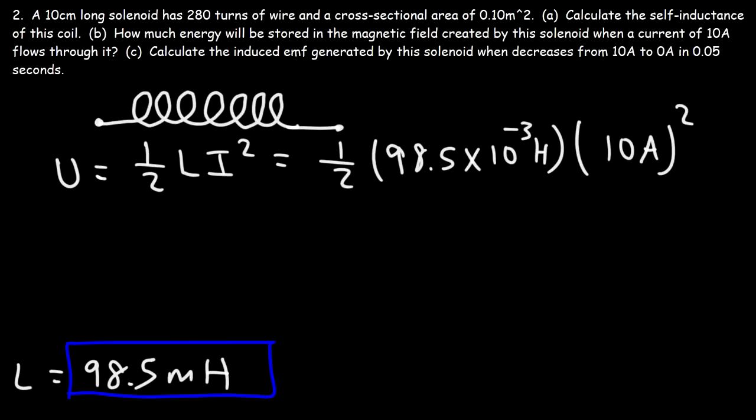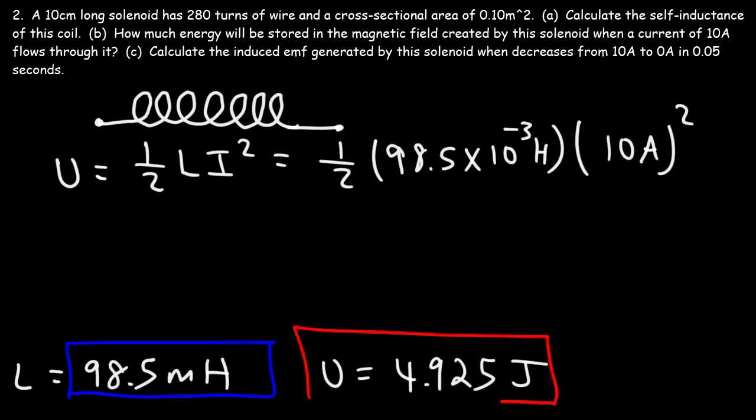So if we plug this in, we're going to get this answer. The potential energy stored in the magnetic field is going to be 4.925 joules. And so that's it for part B. Now what about part C?